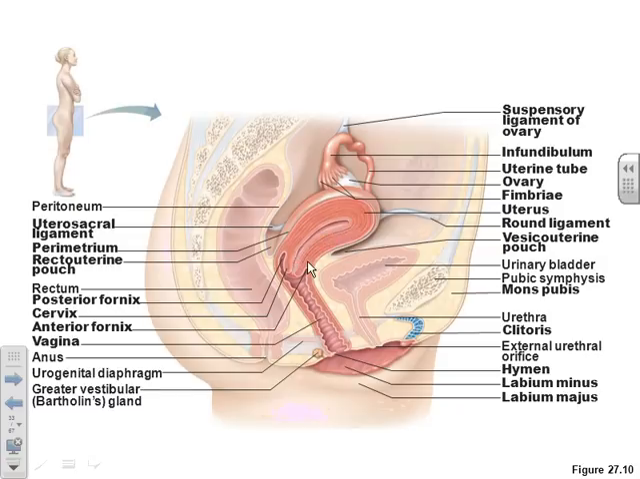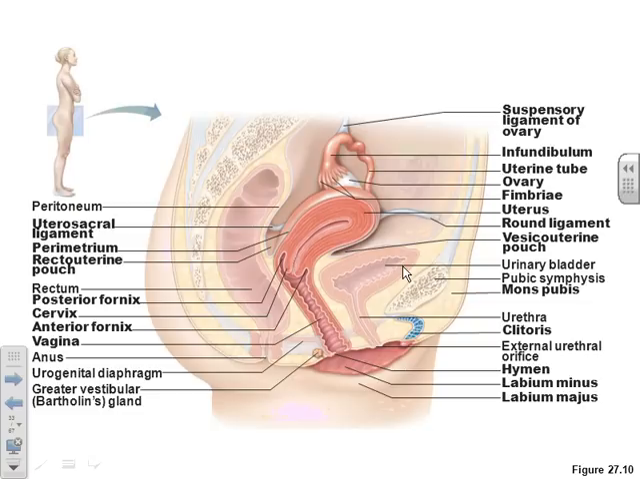The uterus is a very muscular structure composed of smooth muscle. This big thick muscular layer is known as the myometrium. And then we have this very thin outside layer known as the perimetrium. All of this represents the uterus. The uterus is held in place by several ligaments. We have the round ligament in front and then the uterosacral ligament in the back. And then not shown in this picture is something known as the broad ligament, which is a very large piece of tissue that helps hold everything in place.